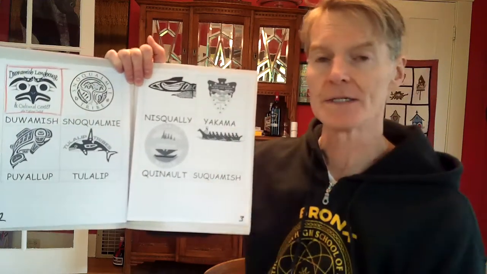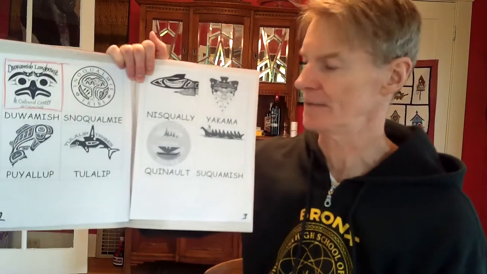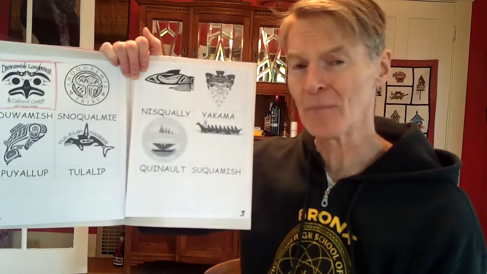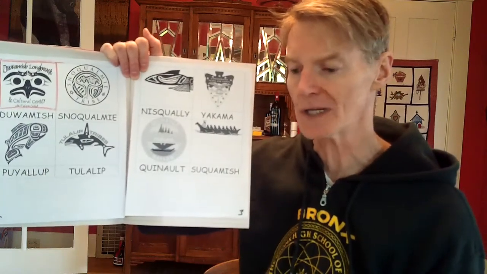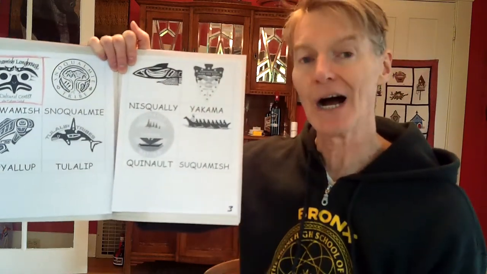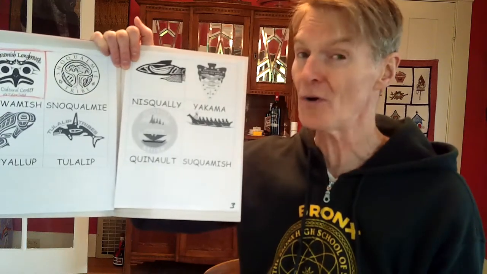Yakima is an area and people that is in eastern Washington. Quinault is an area on the Olympic Peninsula. There's a lodge and a lake there, Quinault. Suquamish is an area also on the Olympic Peninsula, near the area of Poulsbo, if you've been around that area.